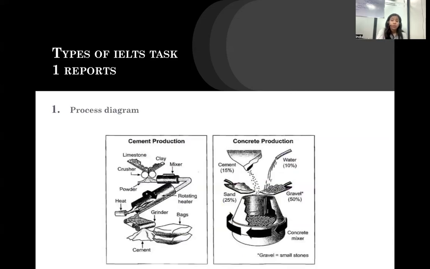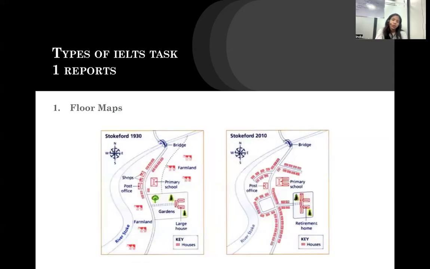They can also give you a process diagram, a really interesting one, and you can make 3 to 4 paragraphs about it and discuss all the details in this process. You can also get floor maps, just like the one we got in the listening module that I showed you, the tour of a place. So you can also get these kinds of floor maps, and you will have to compare the two. Like in the example here, this one is for Stoke Ford in 1930, and this is Stoke Ford in 2010.